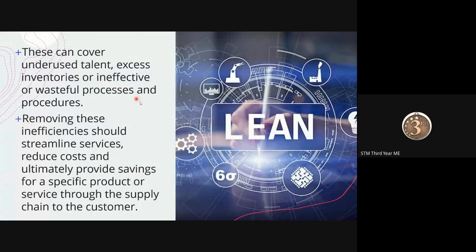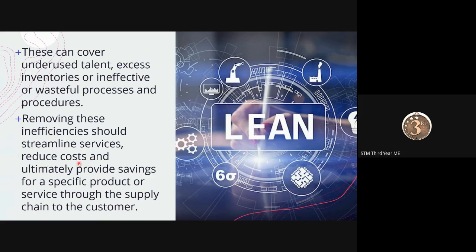Then removing these inefficiencies should streamline services, reduce cost, and ultimately provide savings for a specific product or service through the supply chain to the customer. So those are the three efficiencies. First one is streamline services. Streamline services means there is no wasted time, or the time is effectively used for producing the product. Such a service is known as streamlined services.